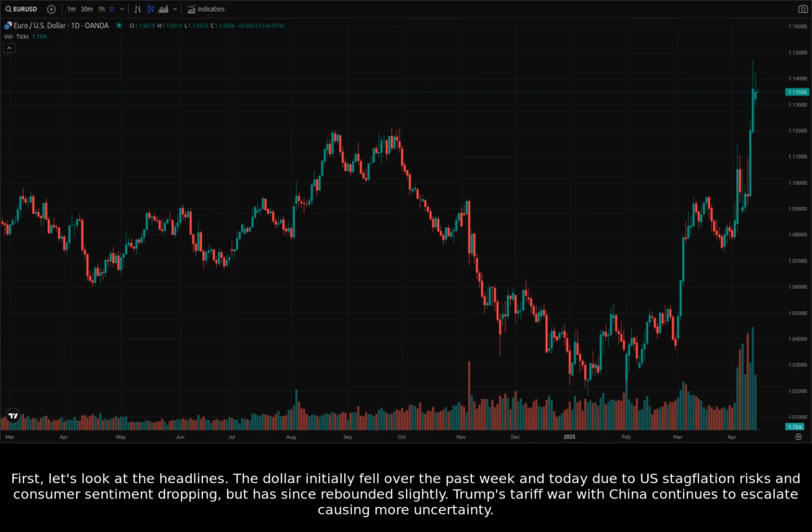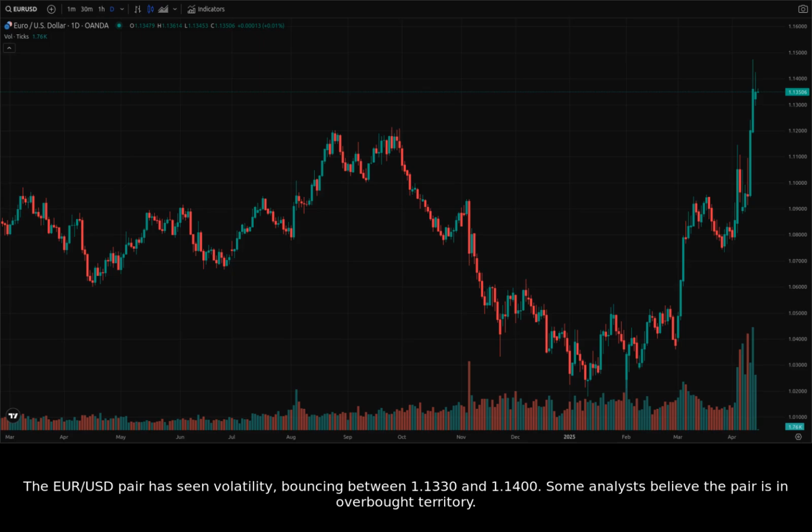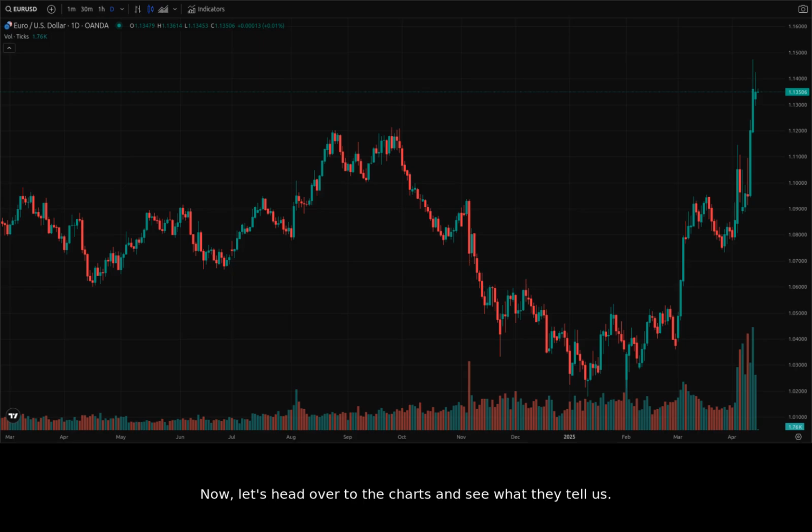The dollar initially fell over the past week and today due to U.S. stagflation risks and consumer sentiment dropping, but has since rebounded slightly. Trump's tariff war with China continues to escalate, causing more uncertainty. The euro to US dollar pair has seen volatility, bouncing between 1.1330 and 1.1400. Some analysts believe the pair is in overbought territory. Now, let's head over to the charts and see what they tell us.